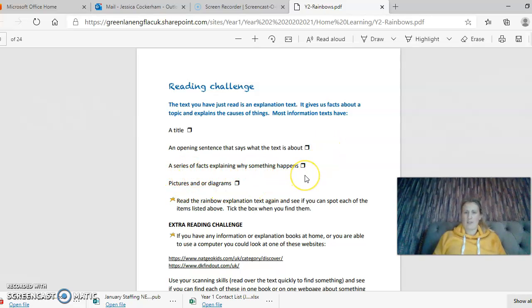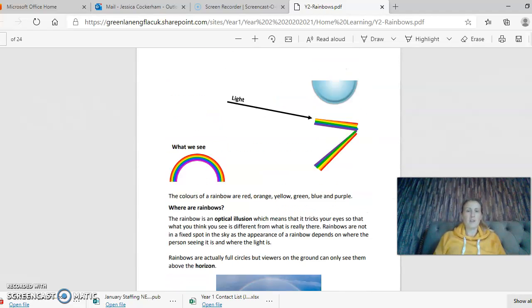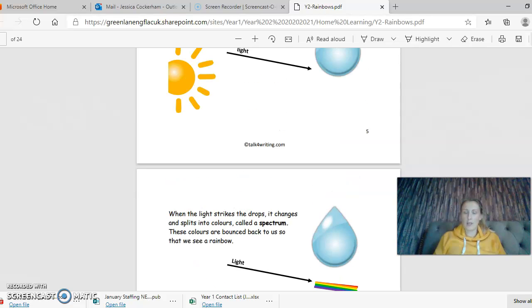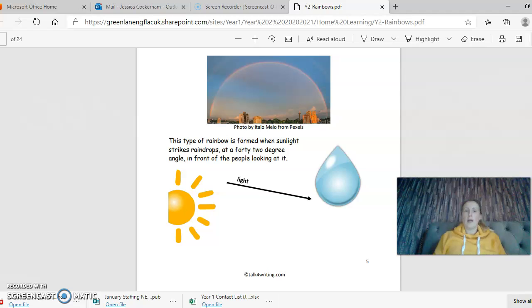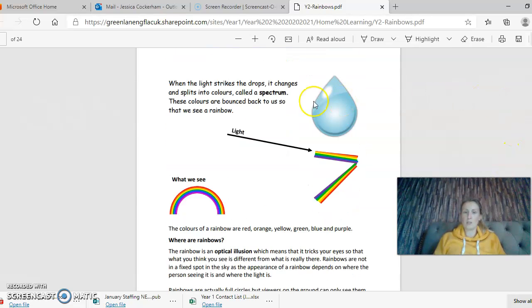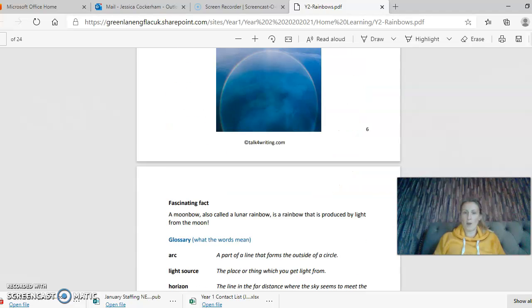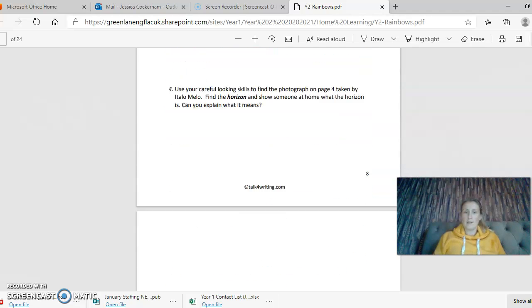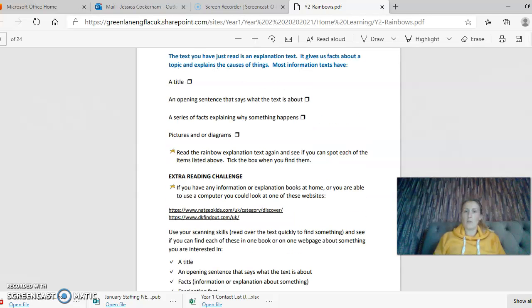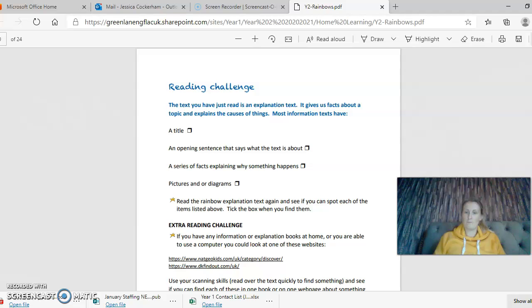Has it got a series of facts explaining why something happens? I feel like it has, but I'm just going to check, because I feel like it spoke about an optical illusion. I feel like it spoke about how the types of rainbows are formed. Yeah, this type of rainbow is formed when sunlight strikes. It's giving us lots of information here, isn't it? Yeah. And here I can see my last question that says about diagrams, and I can see we've got a diagram here. I think we've got a few different diagrams. Got a diagram here, haven't we? The next job is, we're going to tick all those because we've found that information.